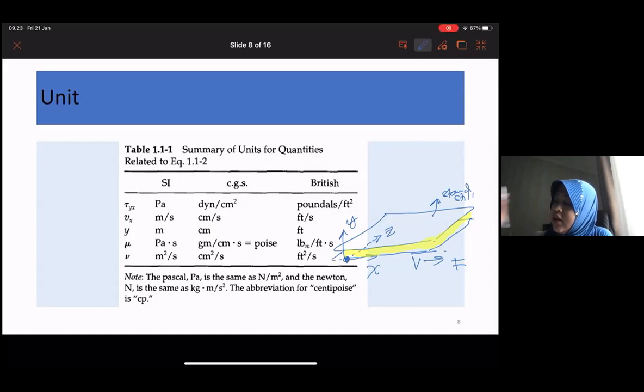The three dimensions. So tau yx, the shear stress for the velocity in x with direction to y, is equal to minus mu dvx divided by dy. Because there is a difference of Vx with respect to y, multiplied by mu, this is called the shear stress.